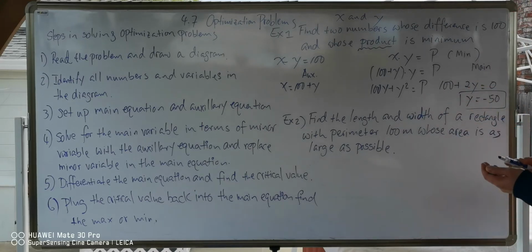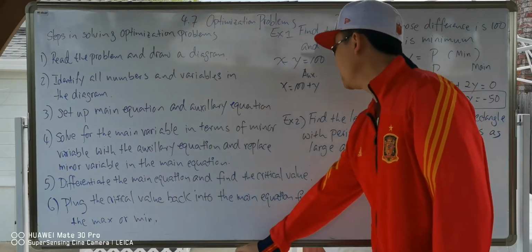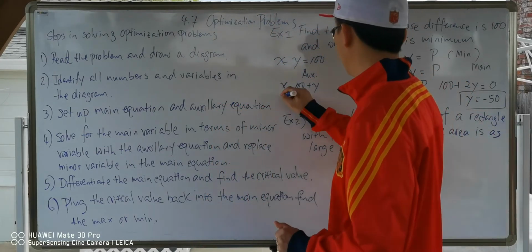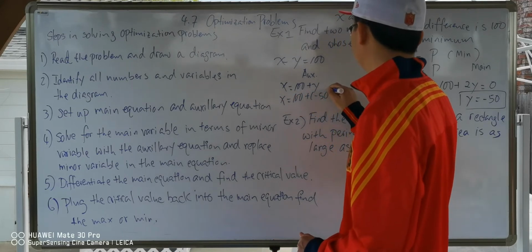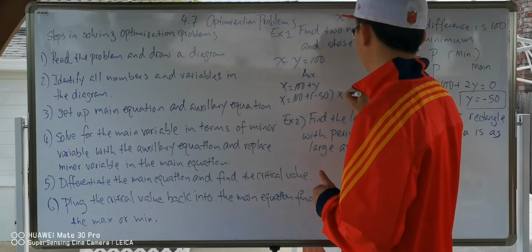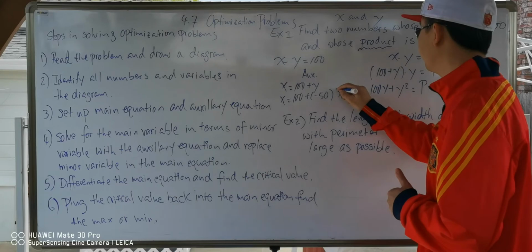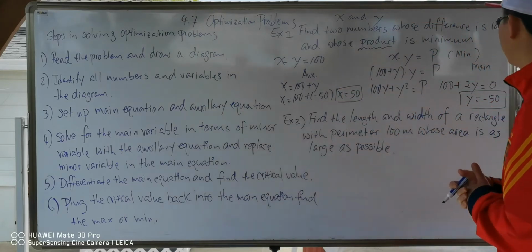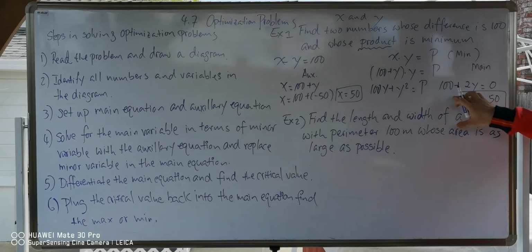Now we just found one number, so let's find the other number. Back to the auxiliary equation, we know that x equals 100 plus y. So x equals 100 plus negative 50, which means x equals positive 50. Again, for the product we want to minimize it, and we found those two numbers: one is negative 50, and the other is 50. Now let's check the next one.